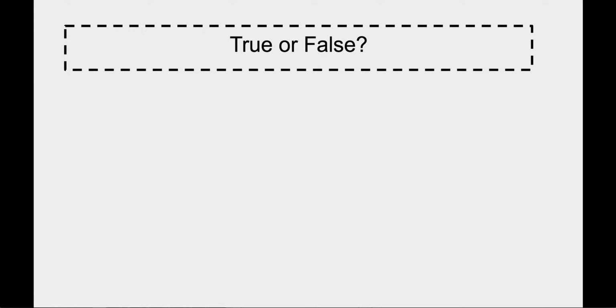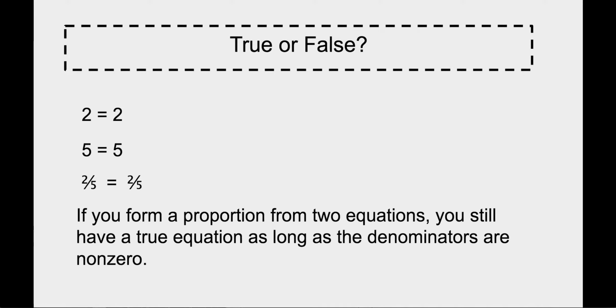True or false? 2 equals 2. That's true. 5 equals 5. That's true. 2/5 equals 2/5. That's also true. If you form a proportion with two equations, you still have a true equation as long as the denominators are non-zero. So essentially, we stacked the two equations up top. 2 over 5 equals 2 over 5.